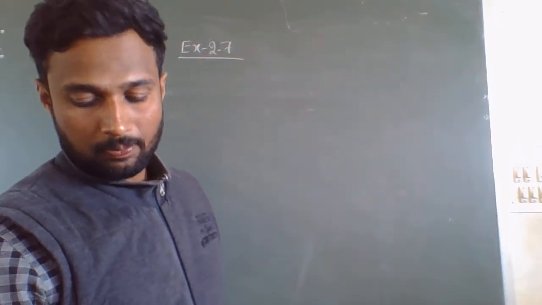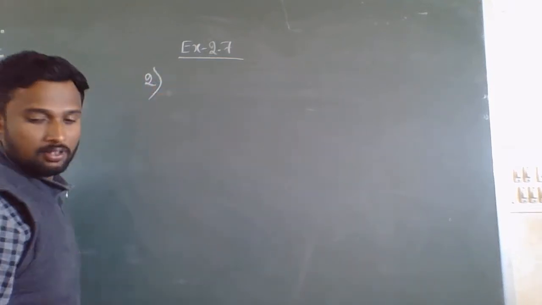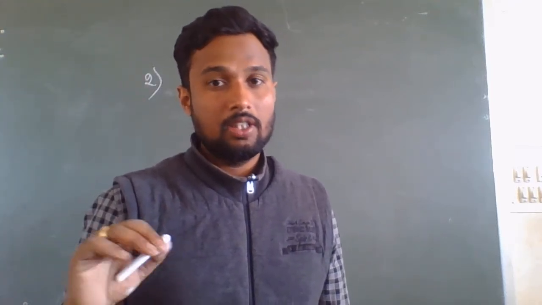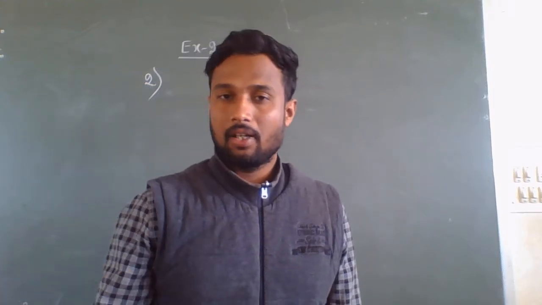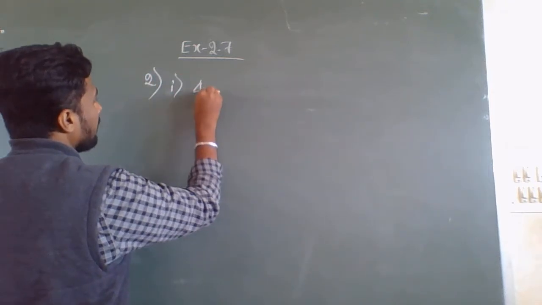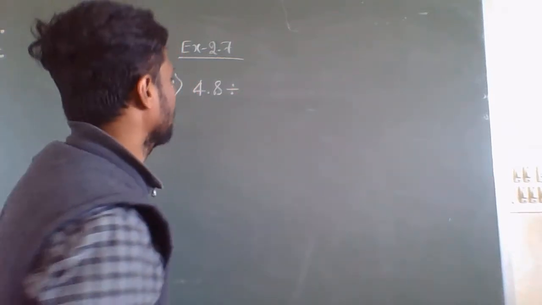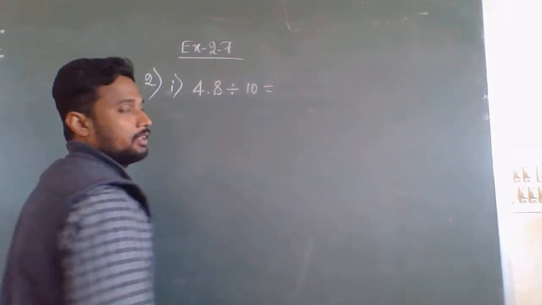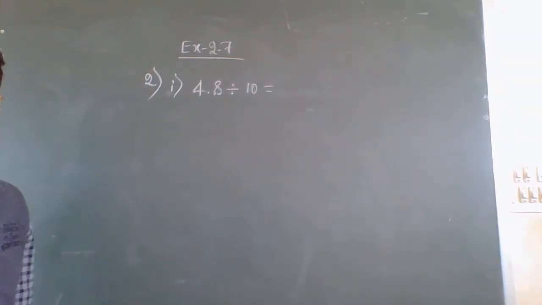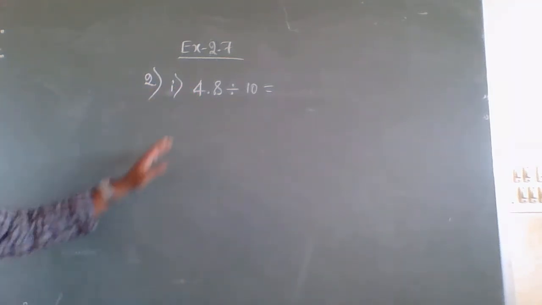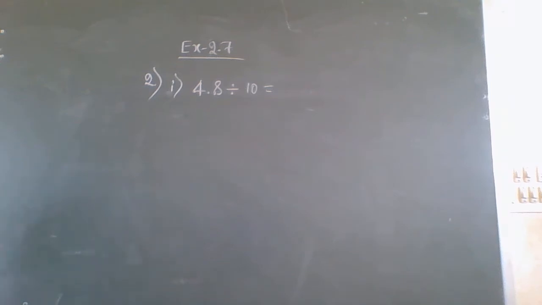So here in second problem, what they have given? Already you know division of decimal numbers by 10, 100 and 1000. So here in second question what they have given? First one, 4.8 divided by 10. 4.8 divided by 10. Already I discussed these types of examples. How to write the answer? I can directly write the answer of 4.8 divided by 10.